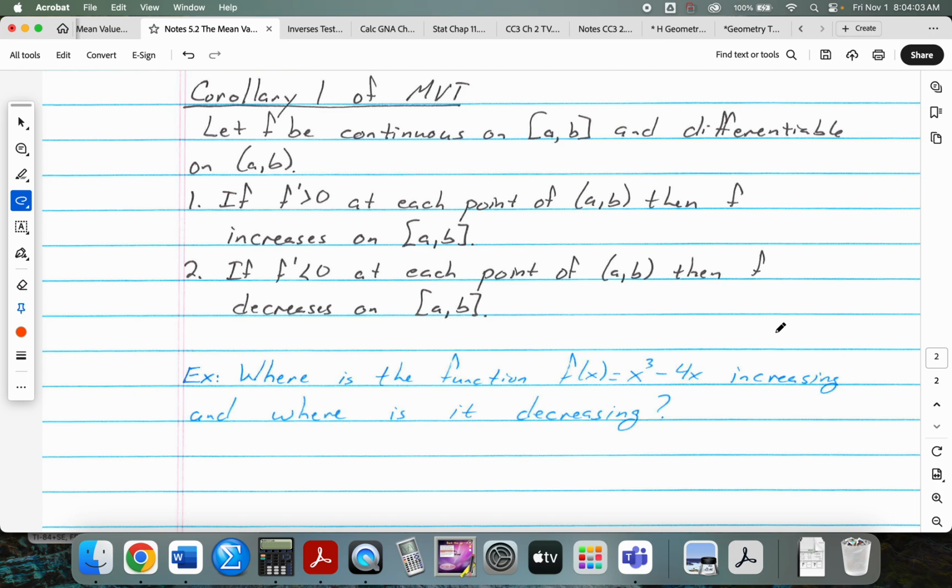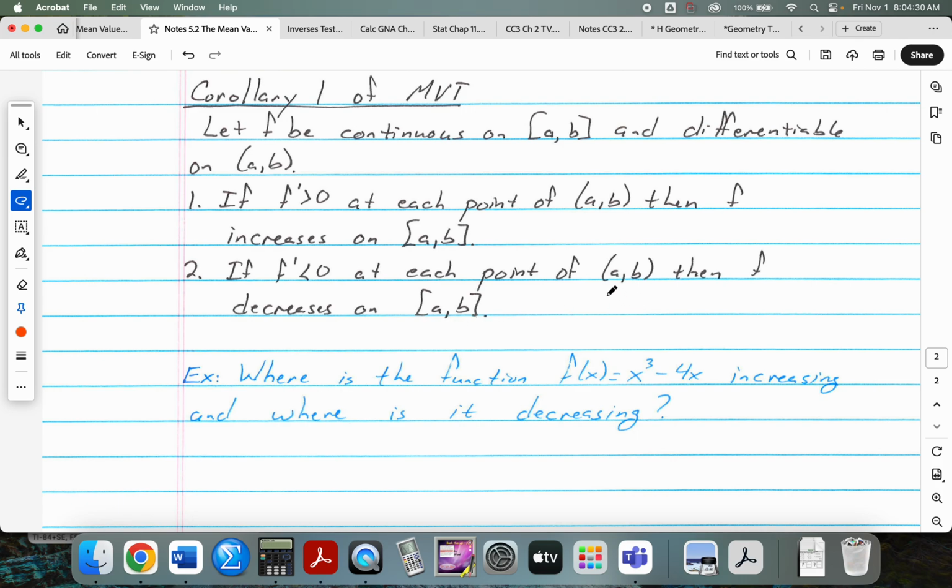And we've already talked about this some. When the derivative was positive, the function is increasing. We talked about this when we did related rates, right? Okay? We're just formalizing that, and we're going to use it in some problems. Likewise, if f prime is less than 0 at each point on the open interval from a to b, then f decreases on the closed interval from a to b.